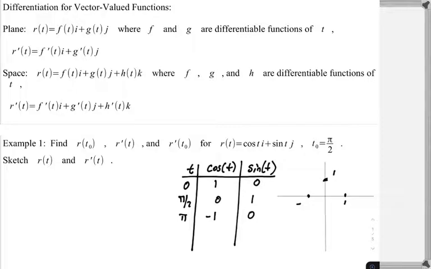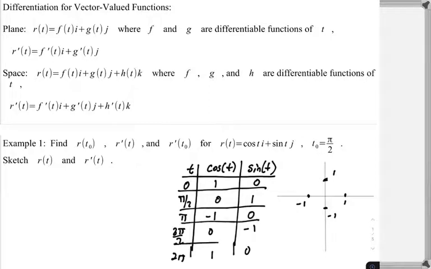Cosine of 0 is 1, sine of 0 is 0, cosine of pi over 2 is 0, sine of pi over 2 is 1, cosine of pi is negative 1, sine of pi is 0, and 3 pi over 2, so cosine of 3 pi over 2 is 0, and the sine of 3 pi over 2 is negative 1, and then all the way around we start over again. And this is going to end up making a unit circle here.